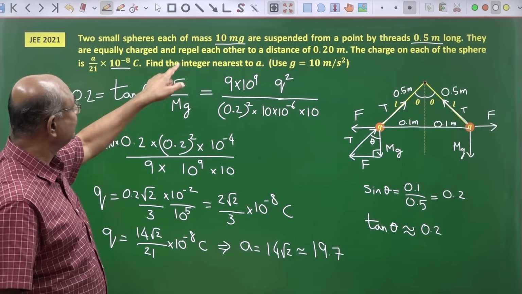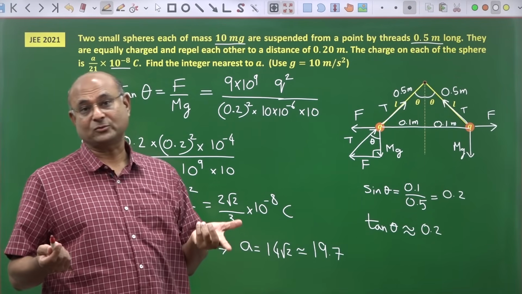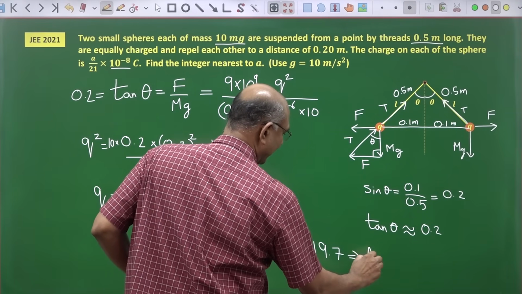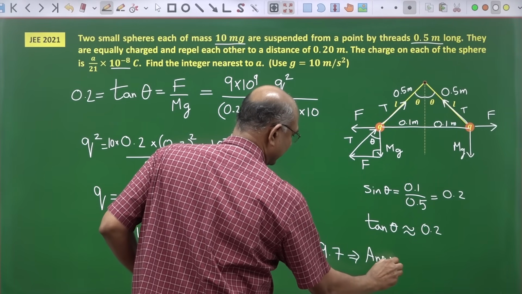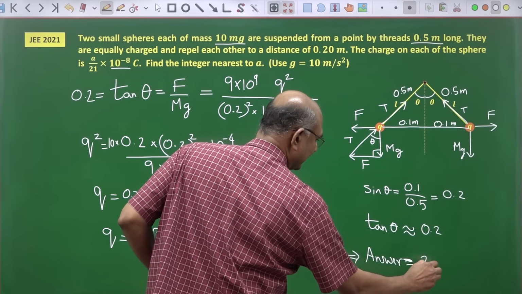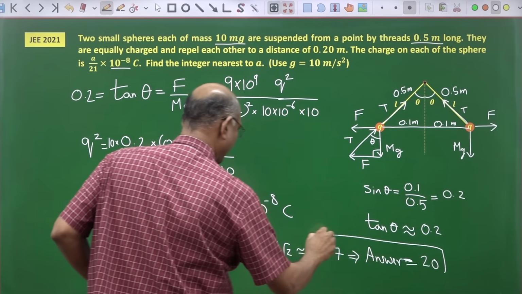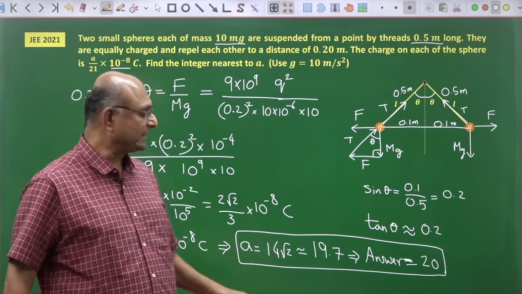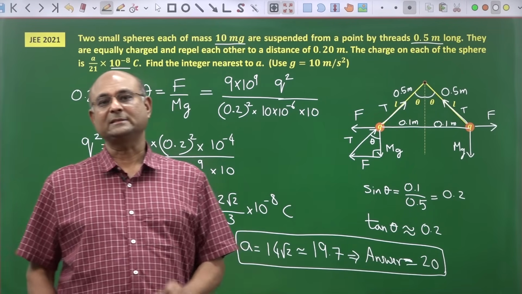Now what is the integer nearest to A? Integer nearest to A is 20. So the answer to this question, the integer is how much? 20. A is 19.7 and so the integer closest to A, the answer is 20.